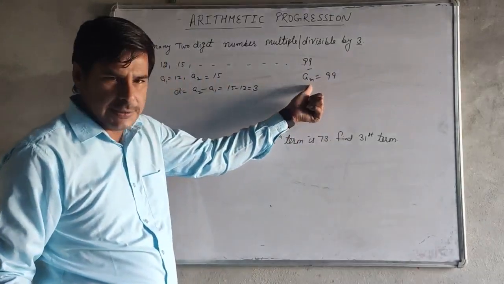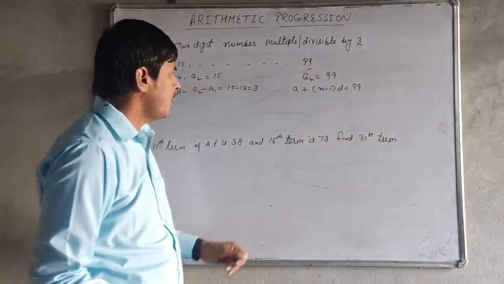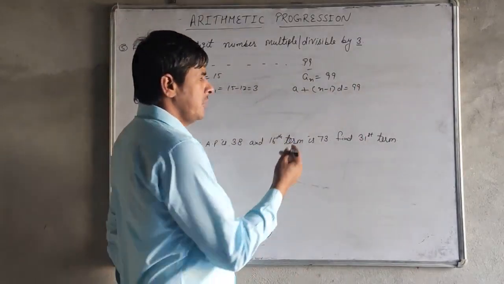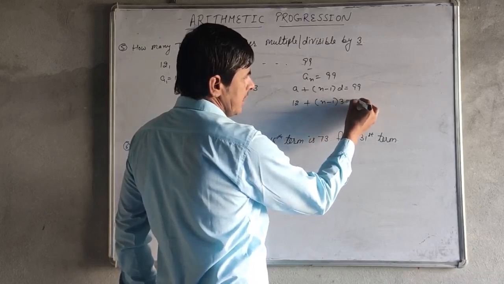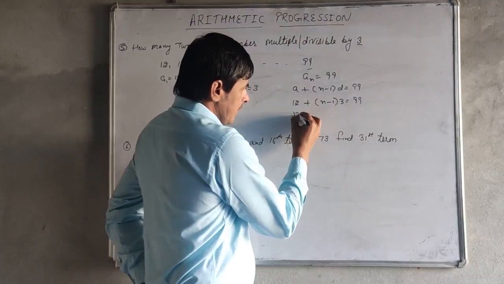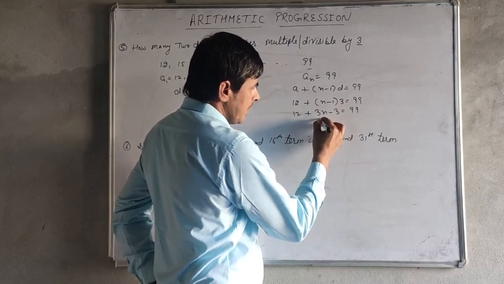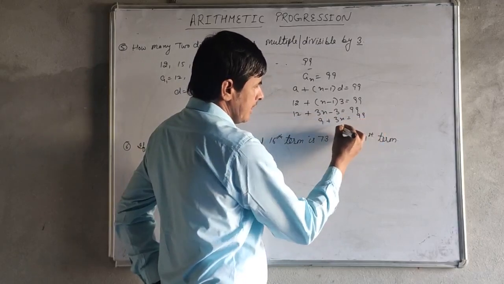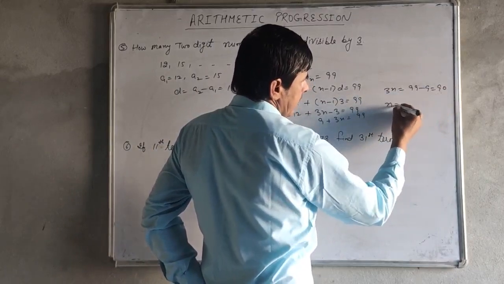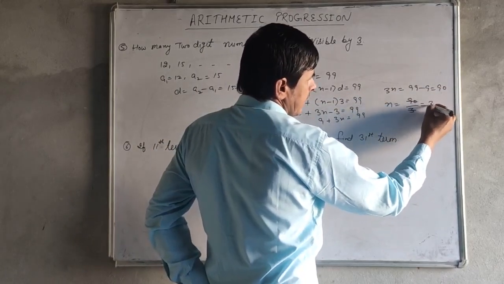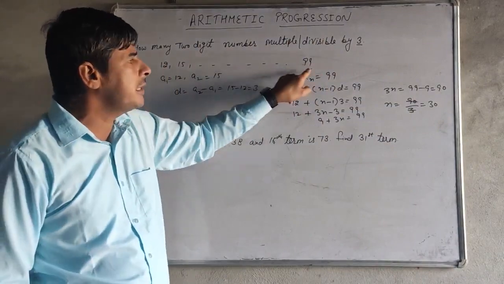Put the value of an: a plus (n minus 1)d equal to 99. Now put the value of a and d, and we will get the value of n. The a is 12 plus (n minus 1), d is 3, equal to 99. 12 plus 3n minus 3 equal to 99. 12 minus 3, 9, plus 3n equal to 99. 3n equal to 99 minus 9 is 90, and n equal to 90 upon 3, 30. So you can also check: the number of two-digit multiples of 3 from 12 to 99 is 30.